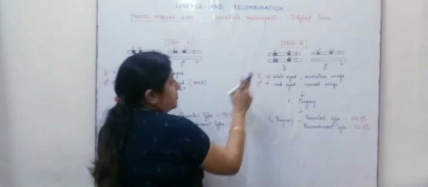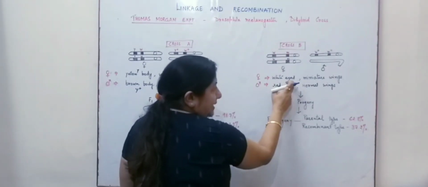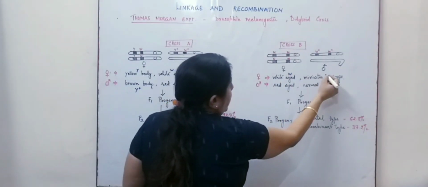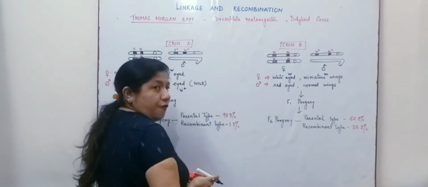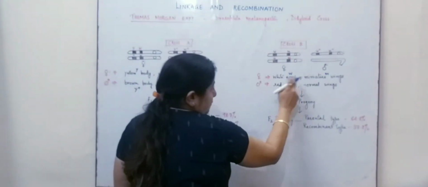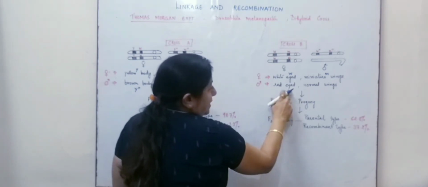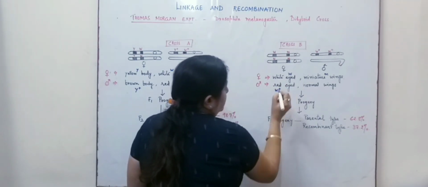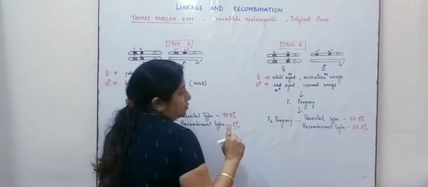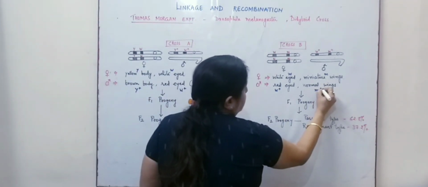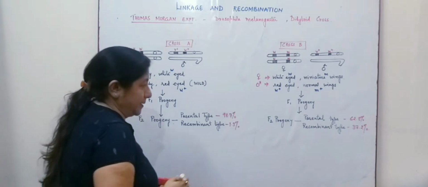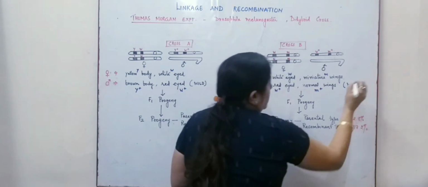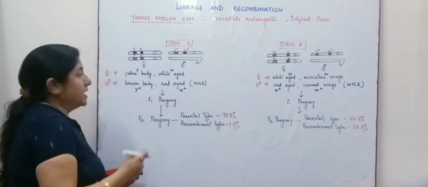In cross B, we have taken a female which is white-eyed and with miniature wings, and we have used the symbols w and m, both in lowercase, for the respective traits. The male is red-eyed and has normal wings. So red-eyed is marked with the symbol W with a superscript plus sign, and M over here is again superscript with a plus sign. This is also wild type. Now let us observe what happens over here.